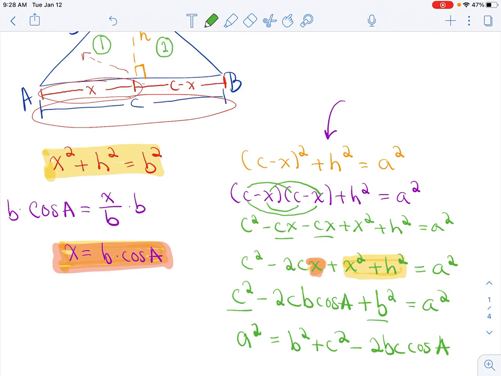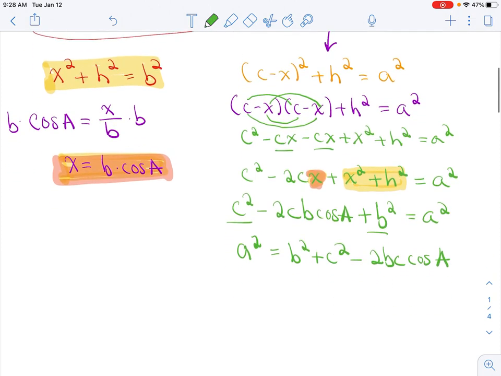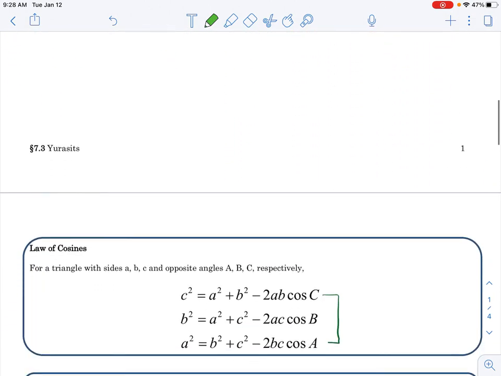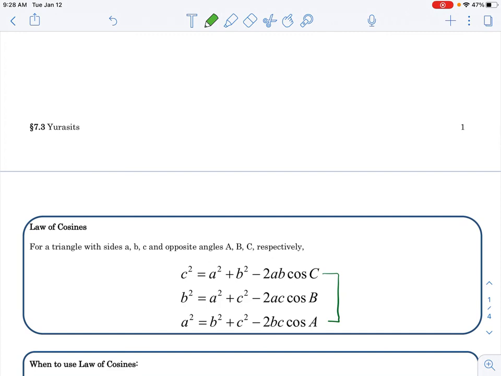You do not have to memorize this. This will be given on your formula sheet, and I'll bring that up, and I actually call it a reference sheet. I'll bring that up in the next video, but I'm just going to scroll down. Here is how your textbook gives it to you. And so they give it to you in terms of different variables.